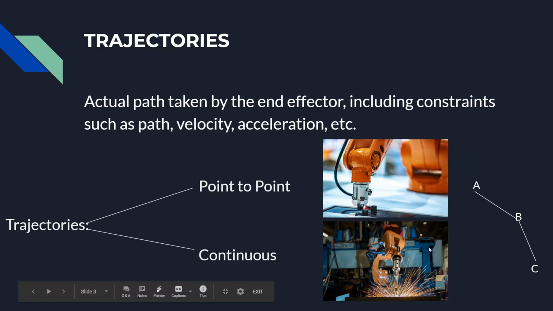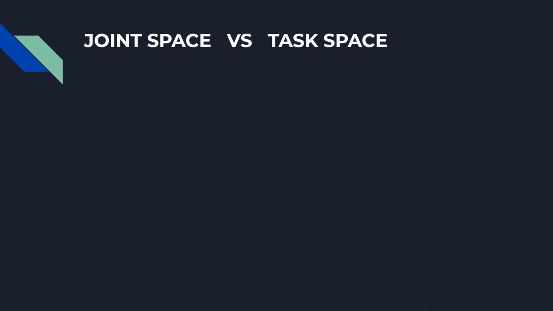So unless it's really required to have a continuous path defined, we generally don't go by continuous path trajectories. We use point to point, and we do certain mathematical operations to figure out the rest of the path between these points. And that's why in this entire trajectory planning section of the course, we will be talking about point to point.